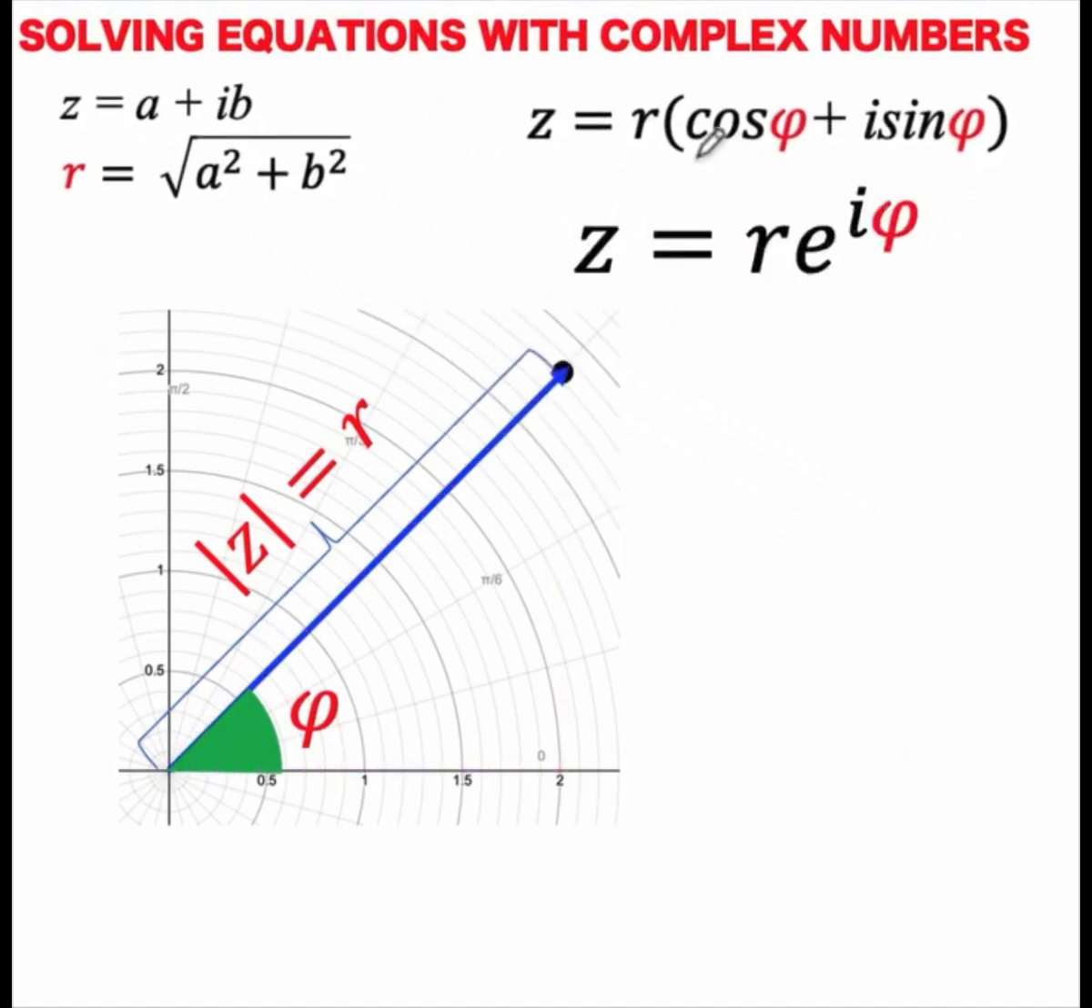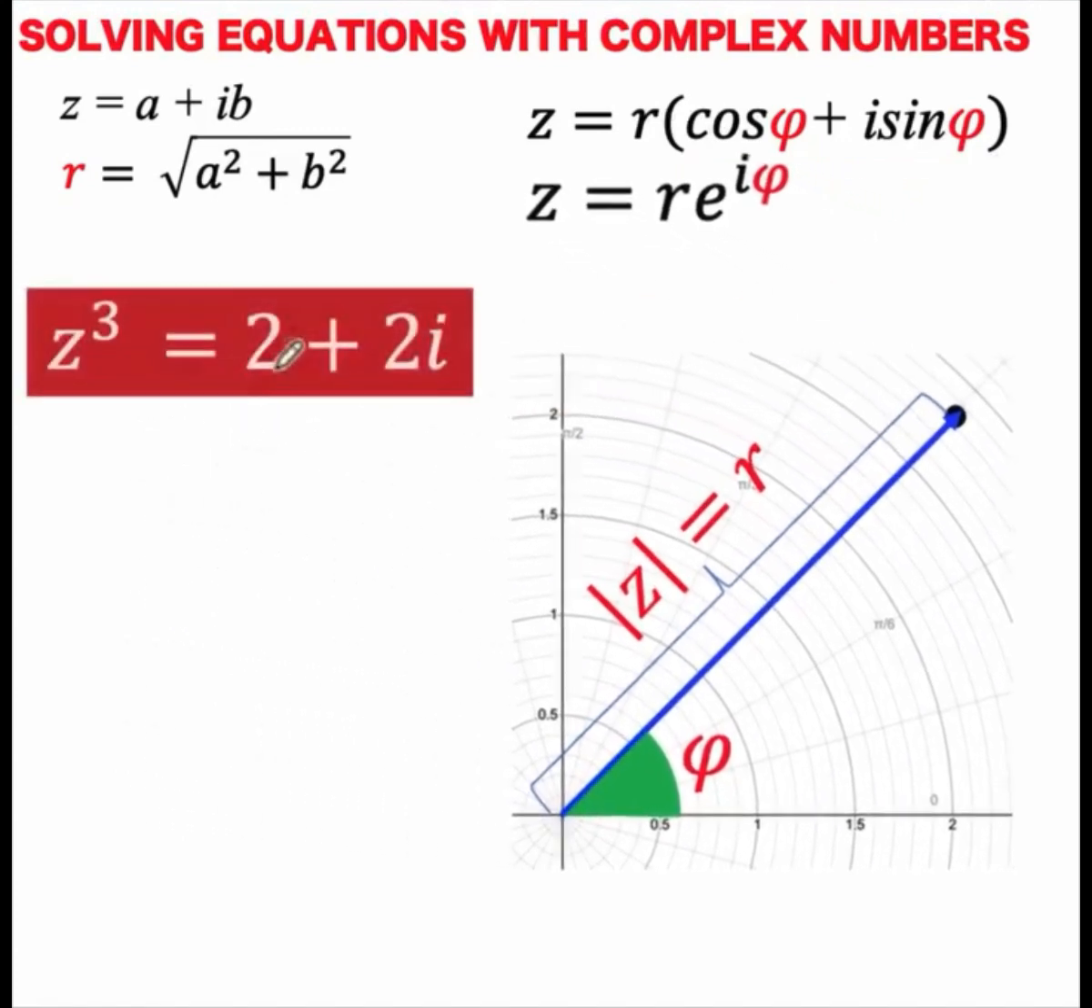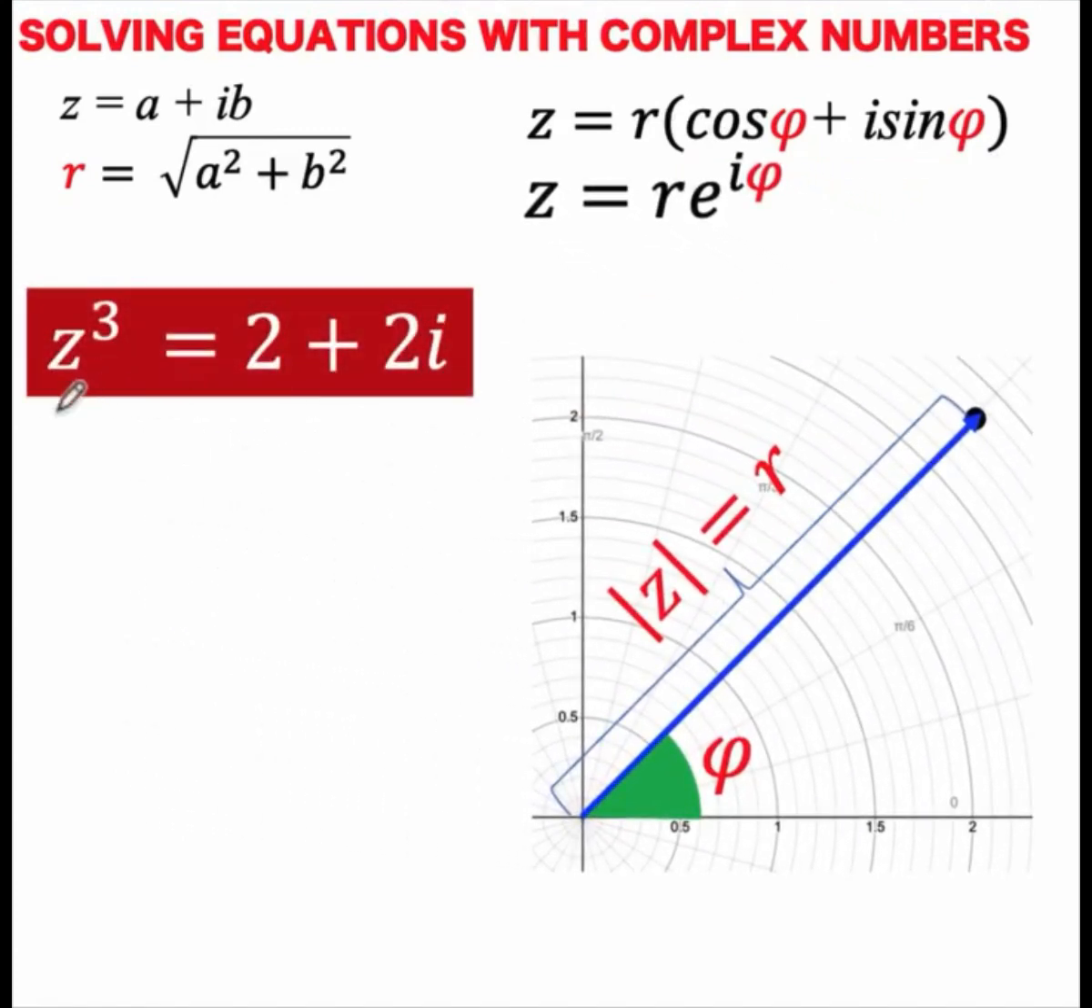Now, according to the Euler formula, this part here, cosine of phi plus i sine of phi, is equivalent to e raised to i phi. This is now the exponential form of the complex number z. And we are going to use this exponential form in order to solve our problem. So again, our focus here is to find a complex number z such that when you raise it to the third power, the result is this 2 plus 2i.